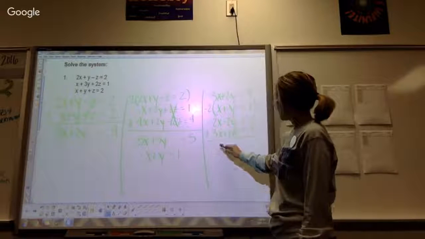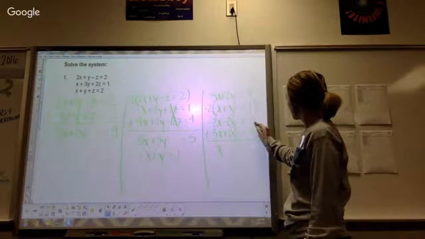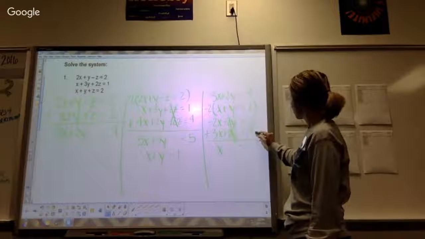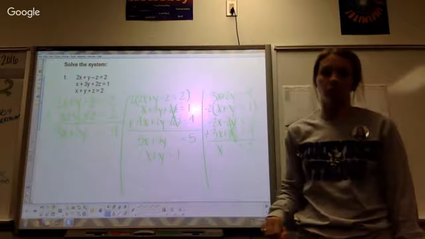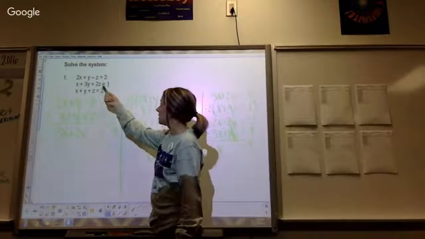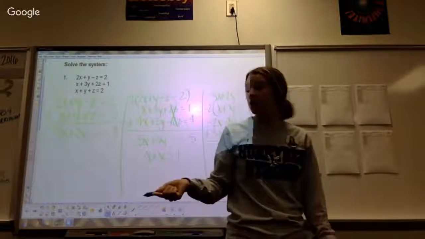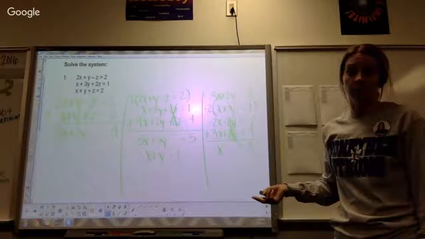Adding those two together, negative 2x plus 3x is just 1x. The y's cancel. Negative 2 plus 4, you get 2. So we found x. X is 2. Once we find that, we can't just plug it back into one of these three equations here, because we would not know the y or the z. So that wouldn't help us with solving another one.